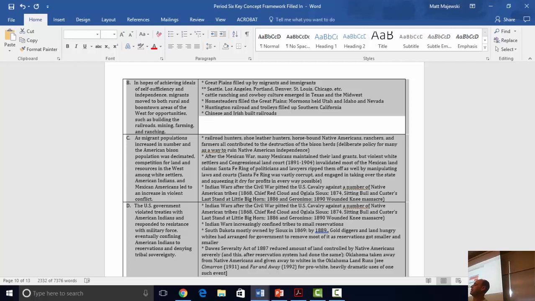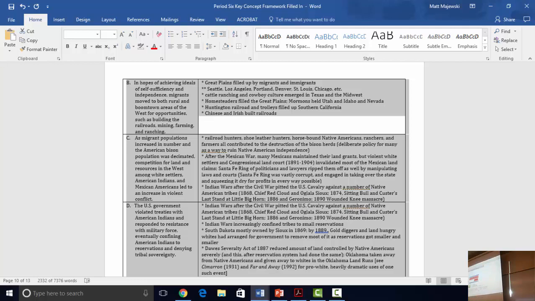Five, which of the following provides the best evidence in support of the arguments in the excerpt? D, changes in voting patterns and office holding that occurred during Reconstruction. Remember, while the troops were there, Southerners are able to vote. Southerners start to win elections. We have our first African-American senators and congressmen. As soon as the troops leave, all that goes away.